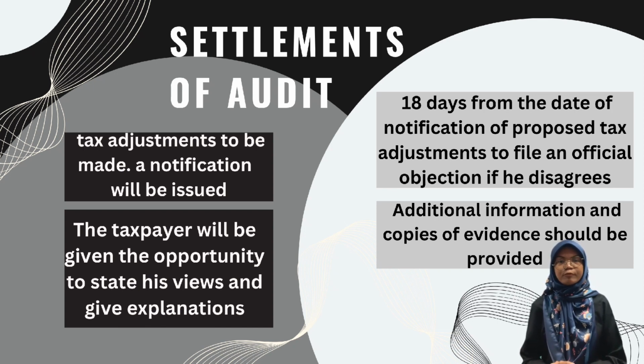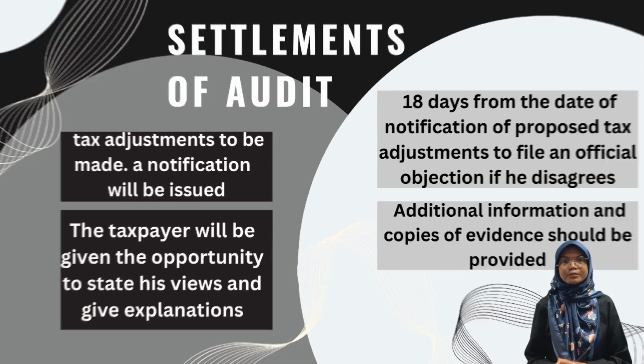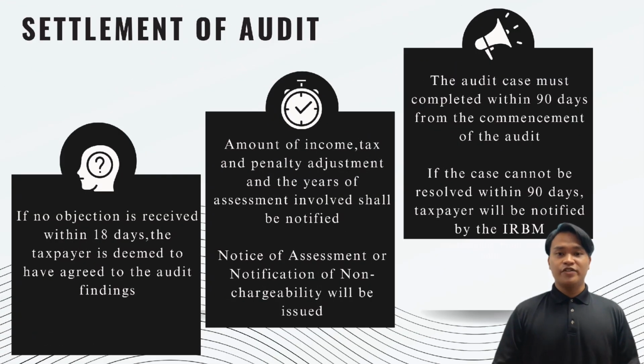proposed tax adjustment forwarded. The taxpayer is allowed 14 days from the date of notification of the proposed tax adjustment. The taxpayer's objection will be reviewed and the taxpayer will be informed accordingly of the final audit finding. If no objection is received within 18 days from the date, the taxpayer is deemed to have agreed to the audit finding. Next, the amount of income, tax and penalty adjustment and the years of assessment involved shall be notified.